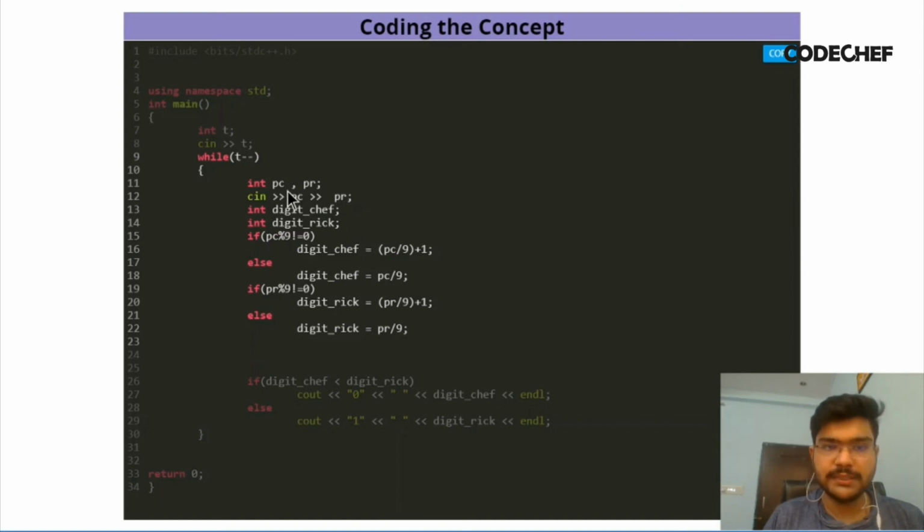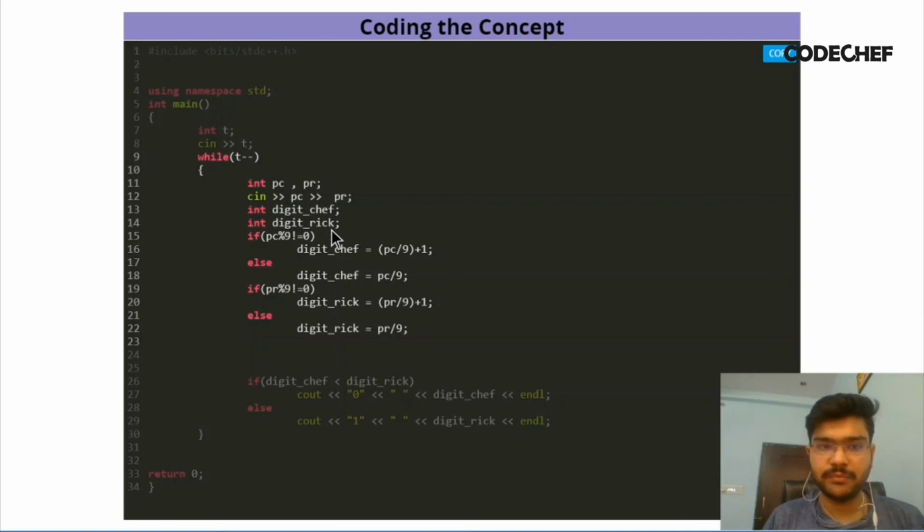Now I am making two integers: digit Chef, the number of digits for Chef, and digit Rick, the number of digits for Rick. As discussed in the concept and the pseudocode, we make a condition. If the final power modulo 9 is not equal to 0, that means we have a remainder and we need an extra digit. So we divide the final power by 9 and add one extra digit, and this will be the final number of digits in the integer generated by Chef.